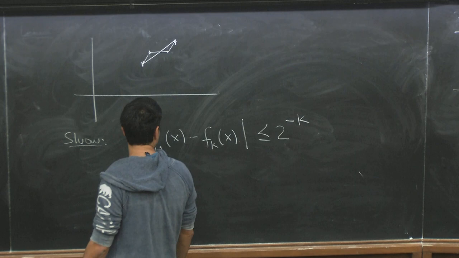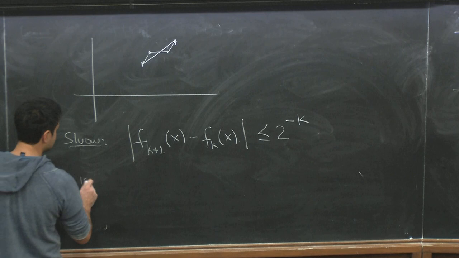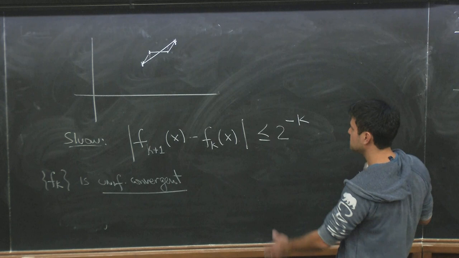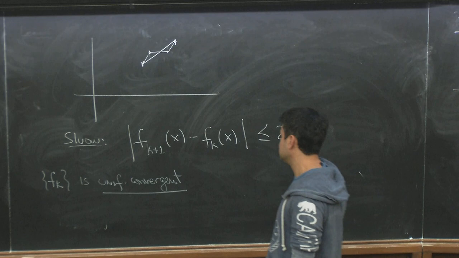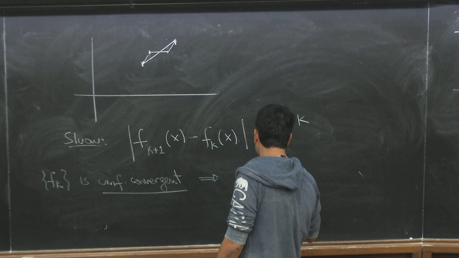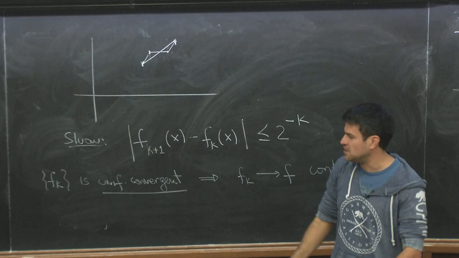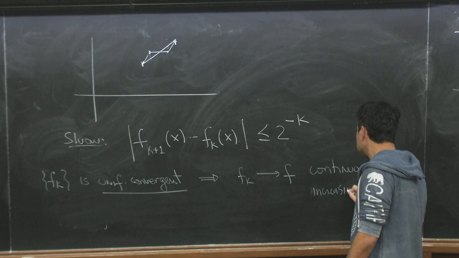So in particular, this sequence f_k is uniformly convergent, because this bound does not depend on the point x. So f_k converges to a limit f, which is continuous. The uniform limit of a sequence of continuous functions is continuous. Moreover, it's increasing, since each of these functions is increasing.